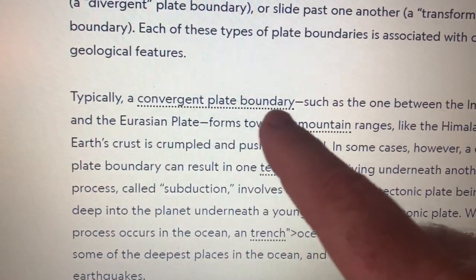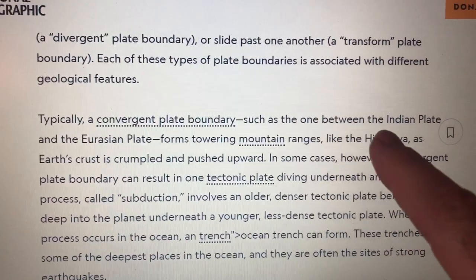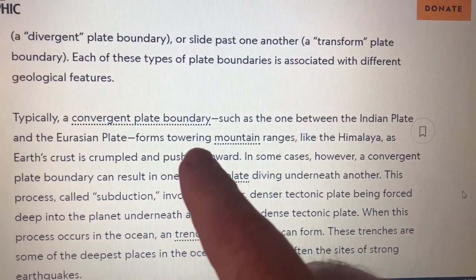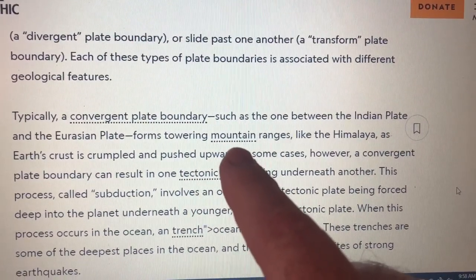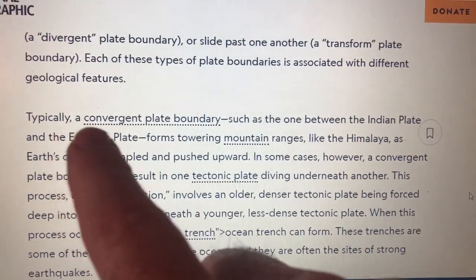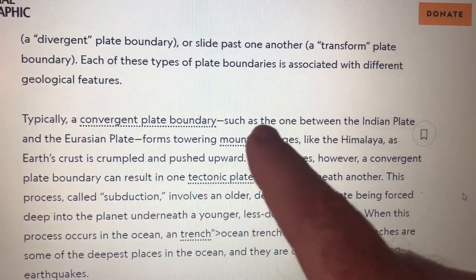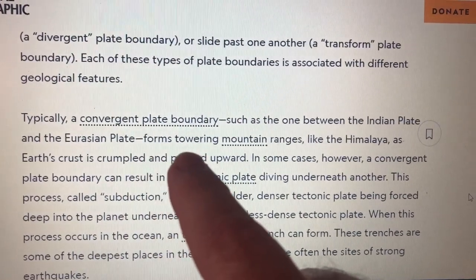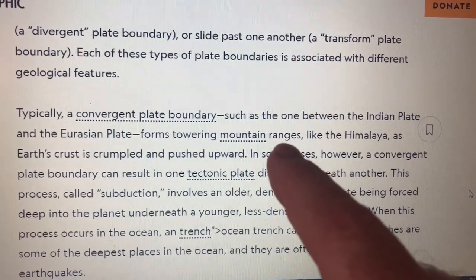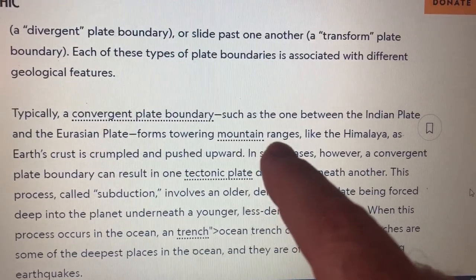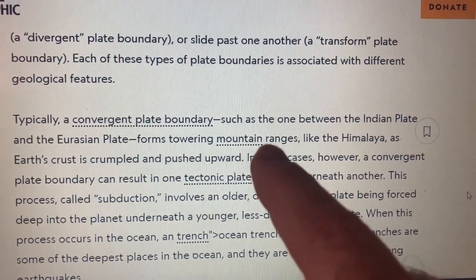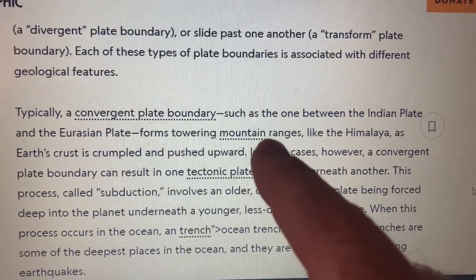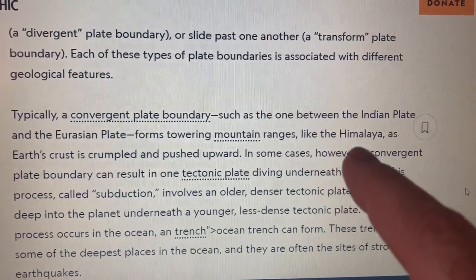Typically, a convergent plate boundary, such as the one between the Indian plate and the Eurasian plate, forms towering mountain ranges. Mountain ranges, that's one of the landforms that we are examining today, like the Himalayas.